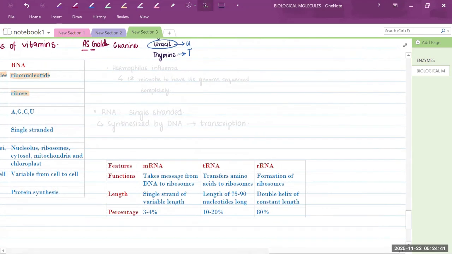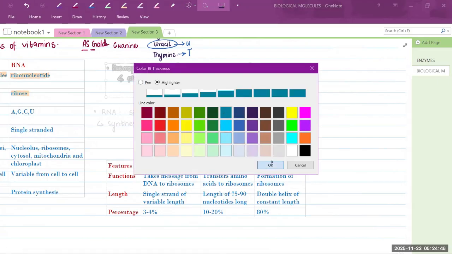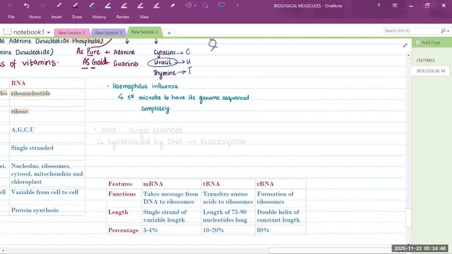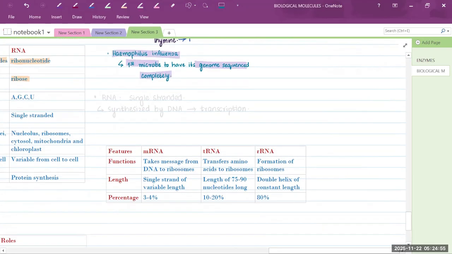Okay. Some more key sentences to remember. I don't know why these people ask these type of things, but they do. Haemophilus influenzae was the first microbe to have its genome sequenced completely. You guys need to remember.